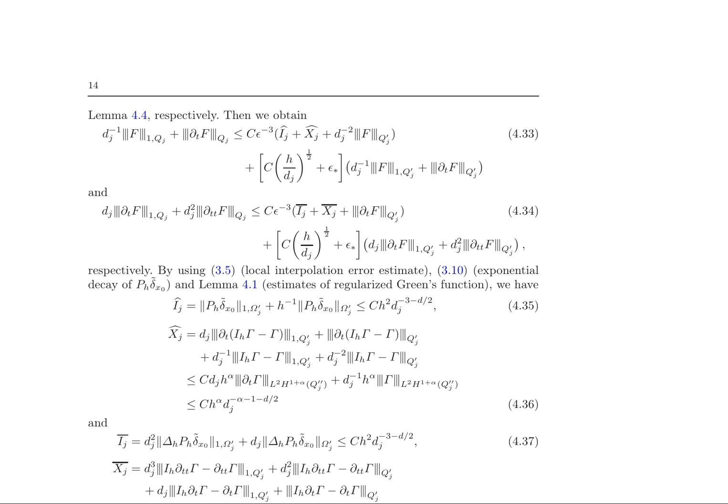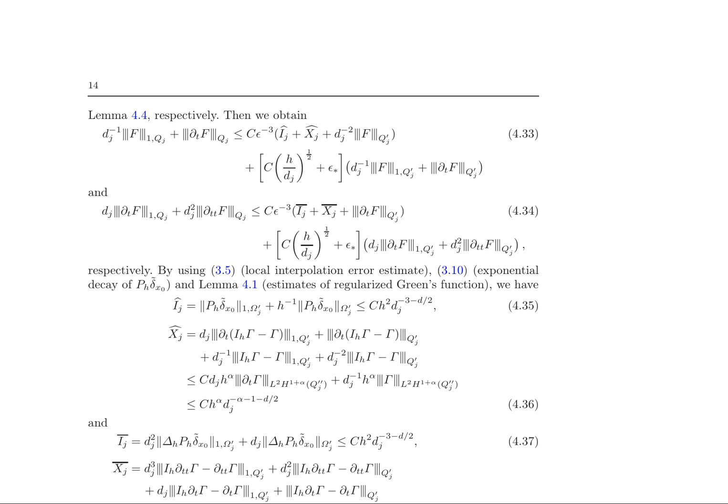Estimates and bounds for various terms involved in the analysis of a numerical method for solving partial differential equations are presented. These estimates are derived using a combination of local interpolation error estimates, exponential decay properties of a regularized Green's function, and bounds on the solution and its derivatives. The first two estimates, 4.33 and 4.34, bound the norms of the solution and its time derivative, respectively, in terms of the norms of the solution and its derivatives on a coarser mesh. These estimates involve constants that depend on the mesh size, the dimension of the problem, and the regularization parameter.